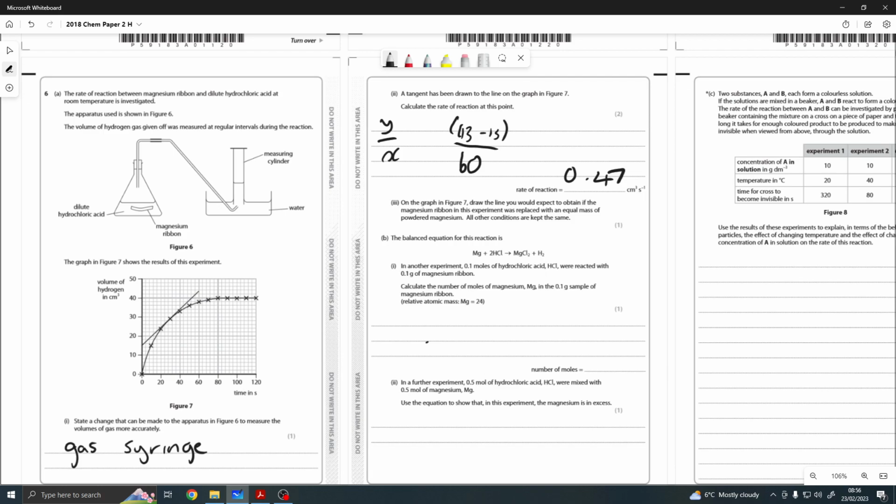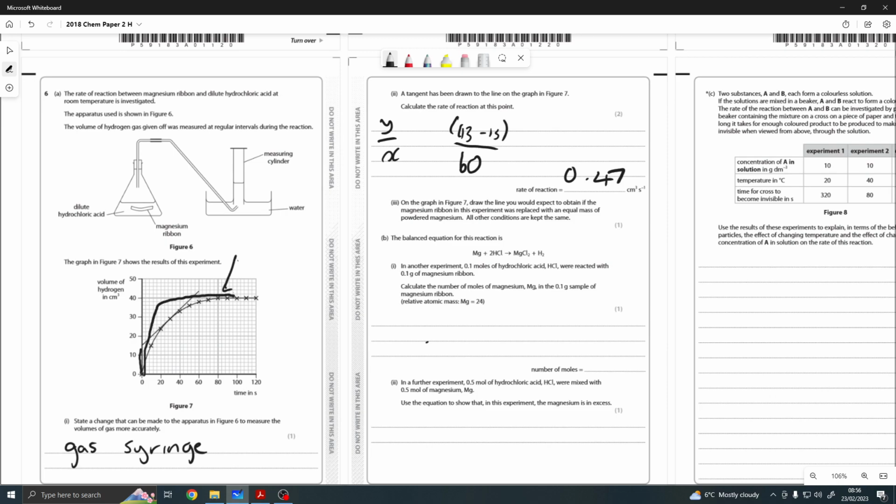On the graph in figure 7, draw the line you expect to obtain if the magnesium ribbon was replaced by an equal amount of powder. Now, if it's powder, it's going to be faster, and what that means is your line will be steeper. I can't draw very well on this tablet. Please note, however, it will finish at the same point, okay?